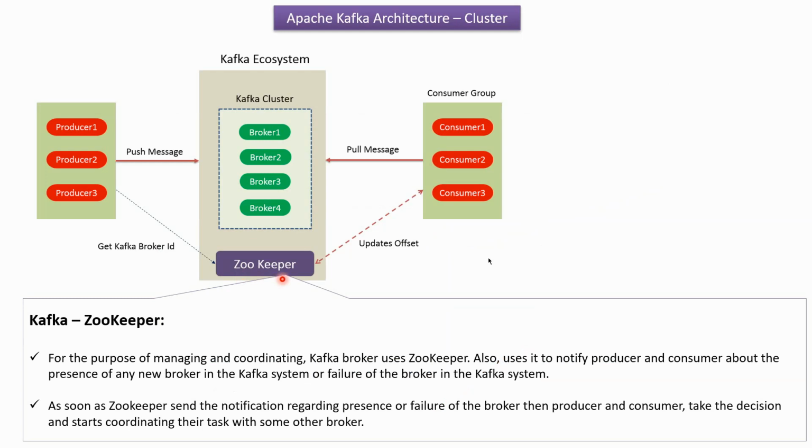Here you can see the ZooKeeper. For the purpose of managing and coordinating, the Kafka broker uses ZooKeeper. Whenever a new broker is added to the Kafka system, or any broker fails in the Kafka system, ZooKeeper will send a notification to producers and consumers. As soon as ZooKeeper sends the notification regarding the presence of a new broker or the failure of a broker, the producer and consumer take the decision and start coordinating their task with some other broker.